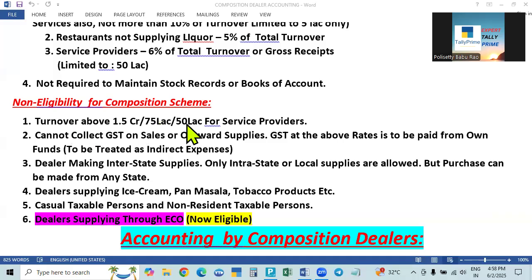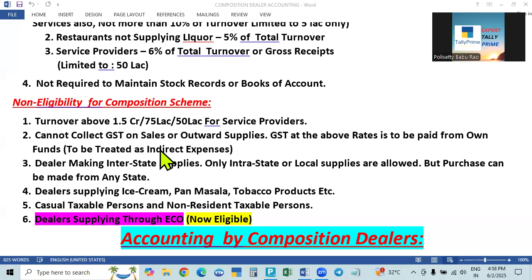So for turnover above this limit, he is not eligible for the composition scheme, and he cannot collect GST on sales or outward supplies. GST at the above rates is to be paid from his own funds. When we pay it, it is treated as an indirect expense. For that CGST and SGST, he has to create the account. The CGST and SGST will be treated as indirect expenses.